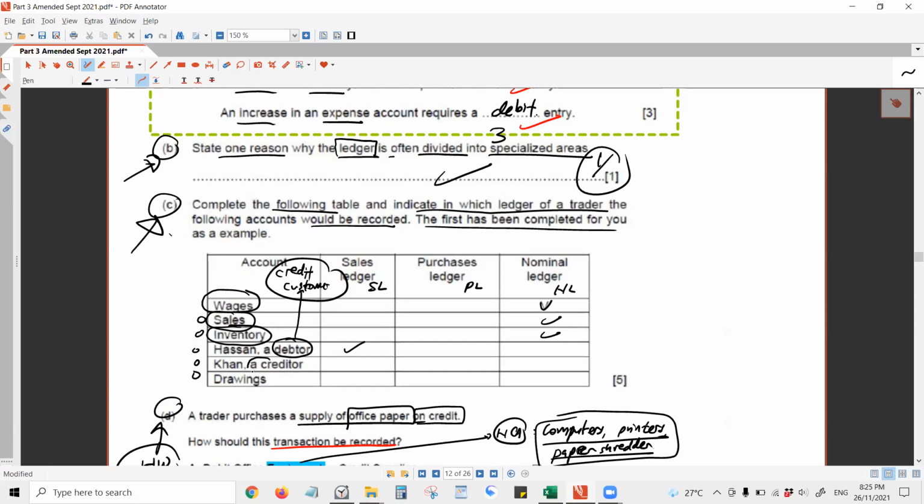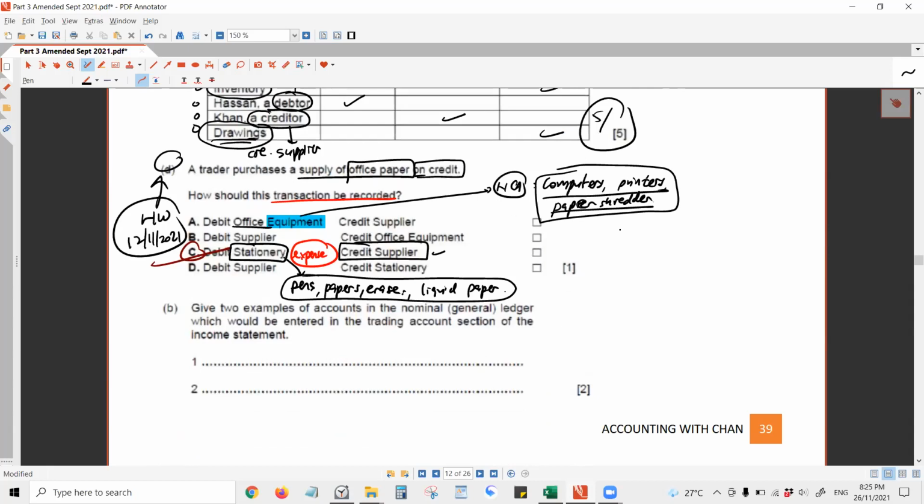Kan, a creditor, our supplier. We owe money to Kan. We call them a credit supplier, or creditor. So the supplier account appears in the purchase ledger. Last one, not a person's account, so nominal ledger. Okay, simple. You can easily get the 5 marks. So let's see the next question.